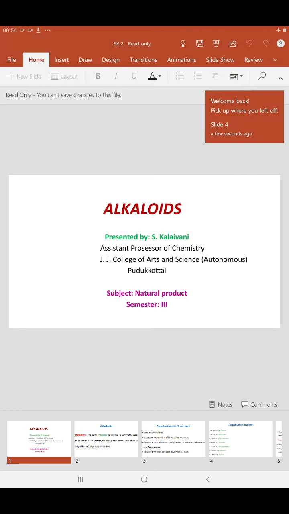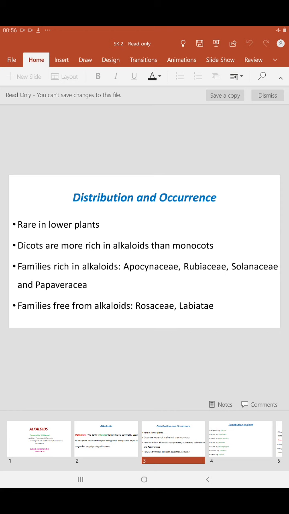This slide shows distribution and occurrence of alkaloids. Mostly alkaloids are distributed in higher plants, rare in lower plants. Lower plants means the plants of relatively simple or primitive characteristics, especially those which are not vascular plants.